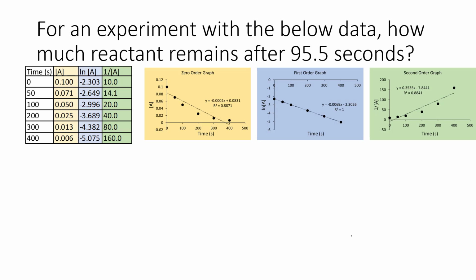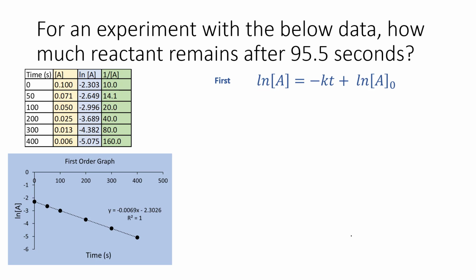Here is an experiment represented by the data below, and we asked how much reactant remains after 95.5 seconds. We've got our time, our concentration, our natural log of our concentration, and 1 over our concentration. We've already done this in a prior video, but what we noticed was that it's a first order reaction. We know that because our blue graph here in the middle has an R squared of 1. So we know it is first order, and all first order reactions have this integrated rate law shown here: natural log of A equals negative kt plus natural log of A at time 0.